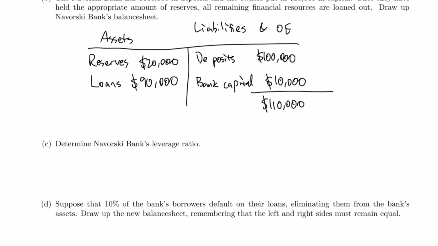Next, we're going to calculate the leverage ratio. The leverage ratio is assets divided by owner's equity. Assets are 110,000. That's our reserves plus our loans together. And then we're going to divide that by our owner's equity, also known as bank capital, which is 10,000. 110 divided by 10 is 11.